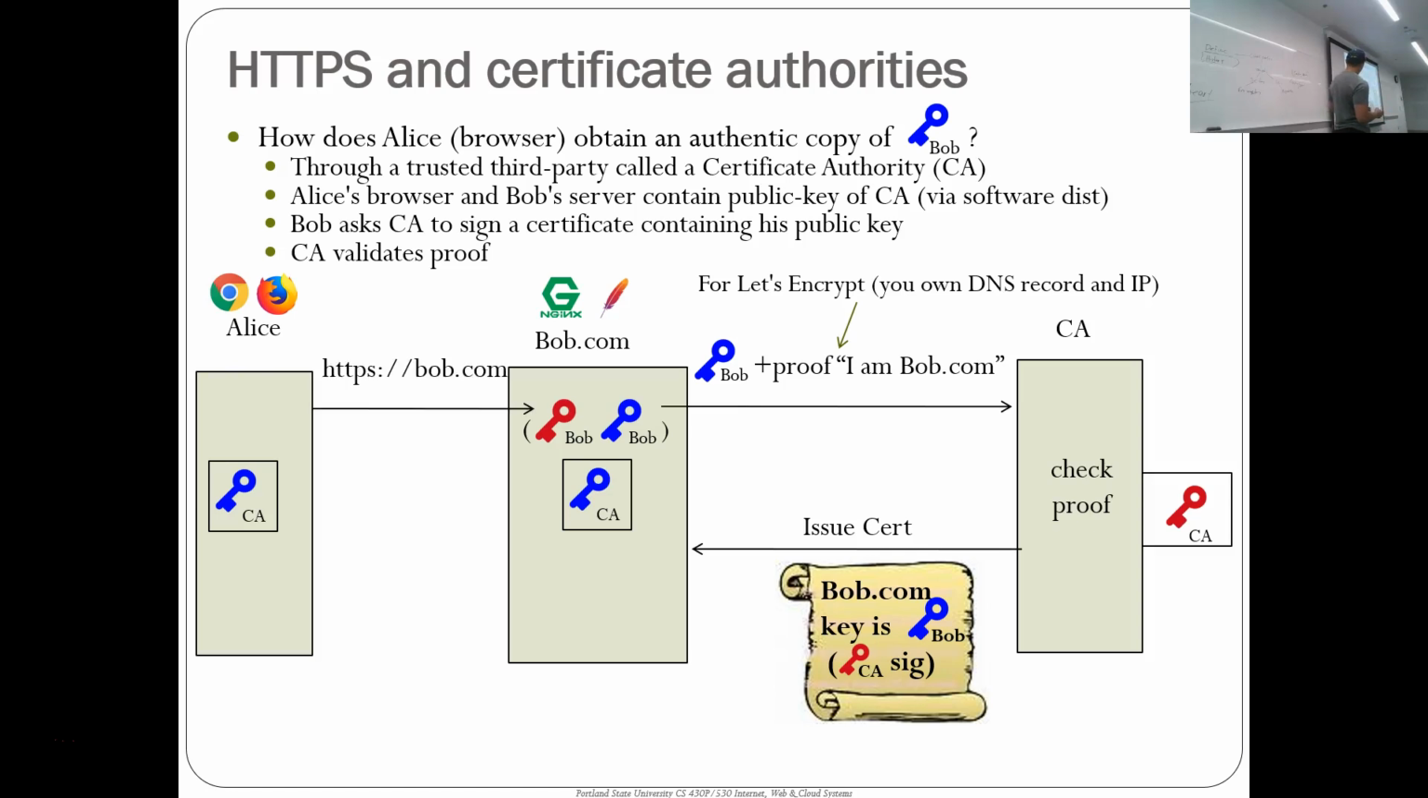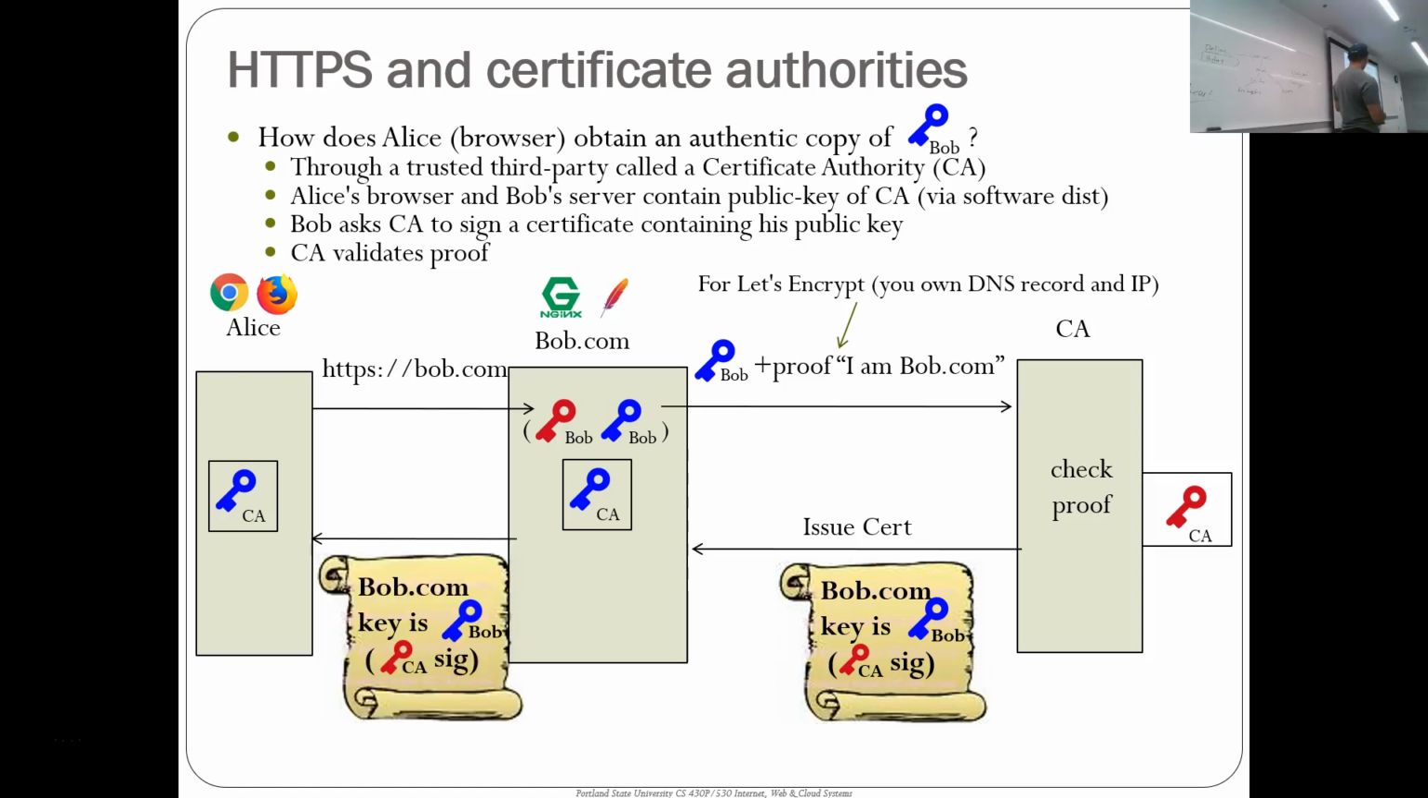Then when Alice goes back to get bob.com, Bob is going to present this certificate, and Alice says, okay, this certificate looks fine, but I want to validate that. I want to make sure that the certificate authority actually signed that certificate. And lo and behold, because in my browser I have the public key of the certificate authority, I can verify the certificate. Did the CA vouch for Bob? If that certificate is legit, I'm fine. And then I get the nice green lock on my web browser.